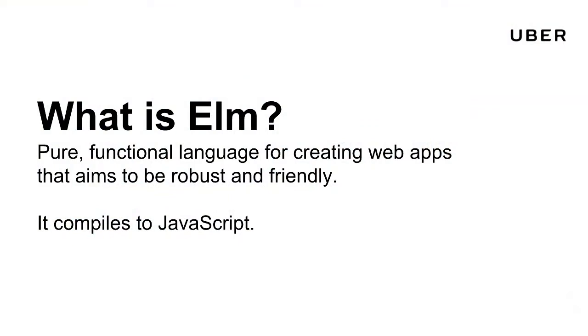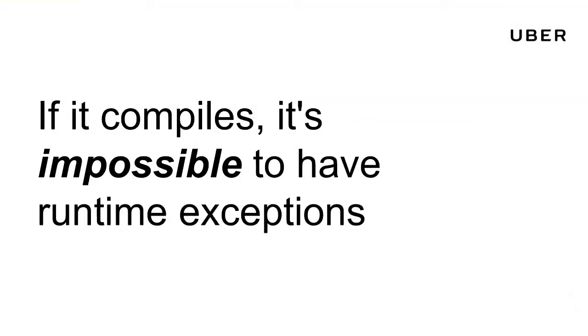So Elm, if you haven't heard of it, maybe you looked it up because you came to a meetup where someone was presenting about Elm. But it's a pure functional language for creating web apps. And it's really robust and it's really friendly. And hopefully you'll understand what I mean by friendly in a bit. It compiles to JavaScript. And one of the crazy things is if it compiles, it's impossible to have runtime exceptions. It doesn't have runtime exceptions at all.